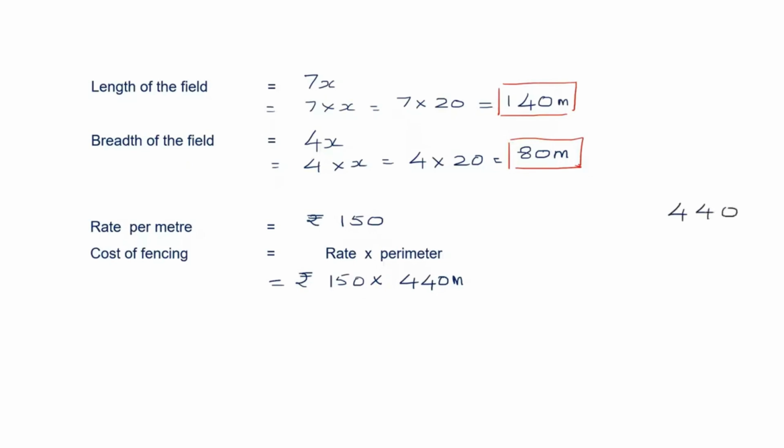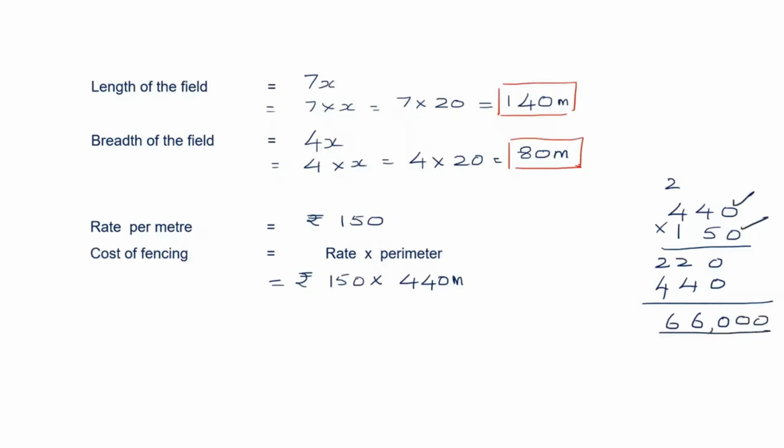So 440 into 150. Let's ignore the zeros for the time being and multiply. 5 fours are 20, carry 2. Again 5 fours are 20 plus 2, 22. Second step, 1 four is 4 and again 1 four is 4. Now 0, 2 plus 4 is 6, 2 plus 4 is 6. Here we have two zeros, so we're going to add those two zeros. So what do we get? We get 66,000. So the final answer to the question which says find the cost of fencing, the cost of fencing is 66,000 rupees.